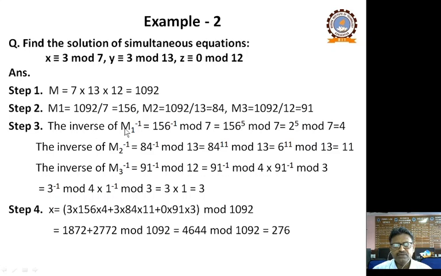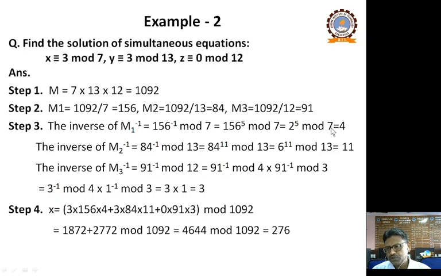Then we have to find out the inverse. So 156 inverse mod 7 is actually equal to 156 to the power 5 mod 7 by applying Fermat's theorem, 156 to the power p minus 2. Since 156 is already more than 7, why not divide and find out the remainder? So we get 2 to the power 5, because 156 mod 7 is 2. And 2 to the power 5 is 32. 32 mod 7, 7 4s are 28.